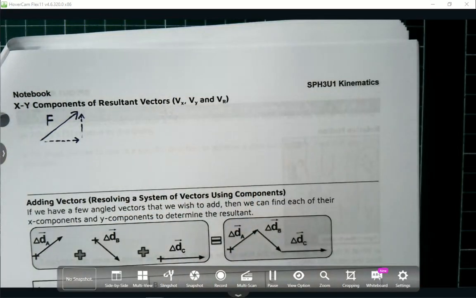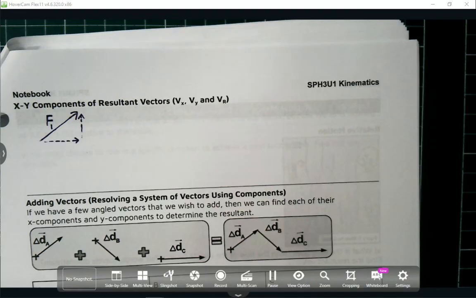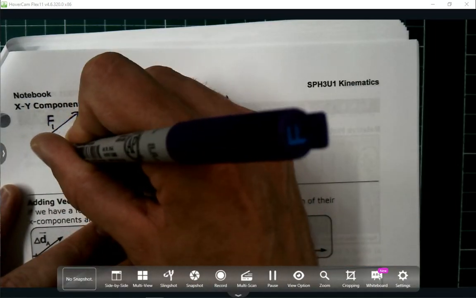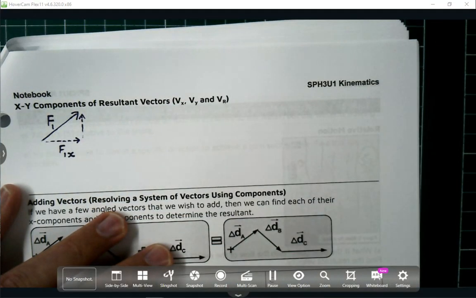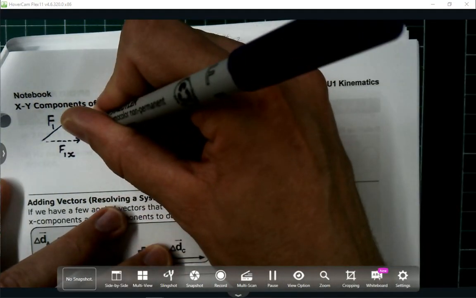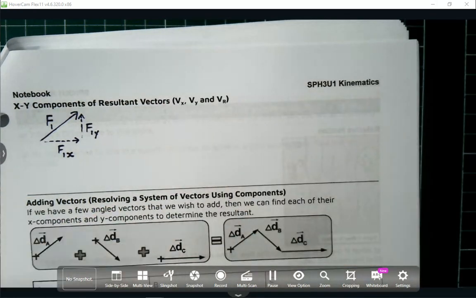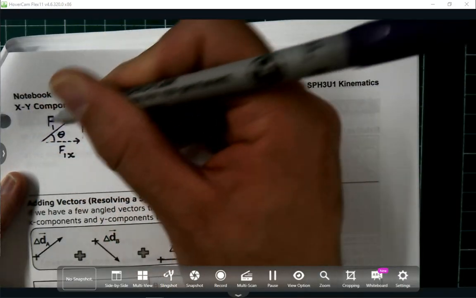And so I might talk about having a force, and I could even call it F1, force 1. And I might talk about there being an X component to a force. I would call that F1X. And I could even have a Y component to a force. I could call it F1Y. Those would be the components. And there could even be an angle that force 1 went off at. I could call it theta.